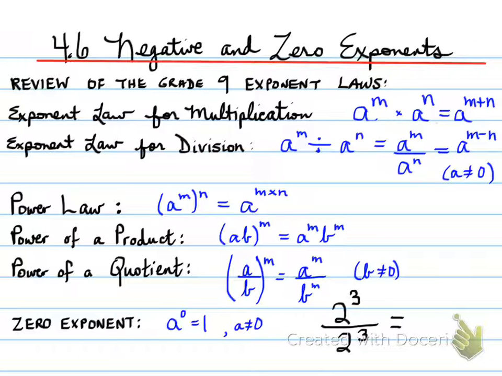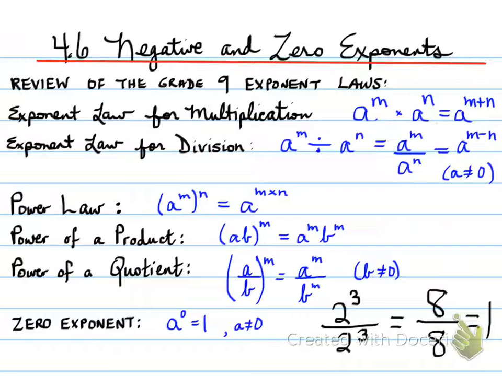What is 2 to the power 3? Well, it's 2 times 2 times 2, which is 8. And the bottom would be 8. What is 8 divided by 8? That's right, folks. You guessed it. 8 divided by 8 is 1.